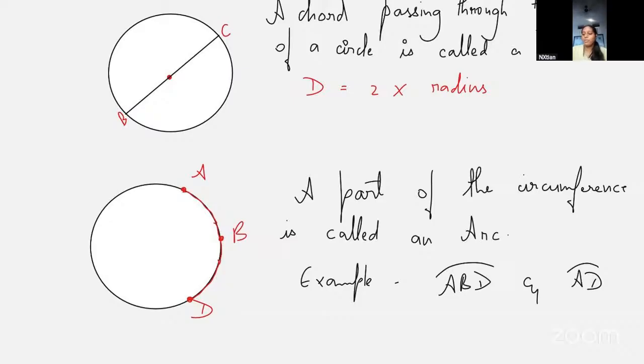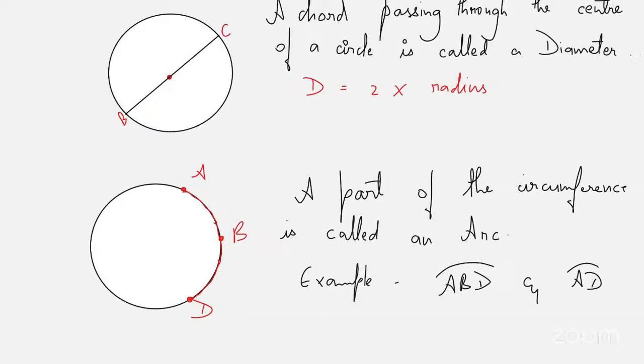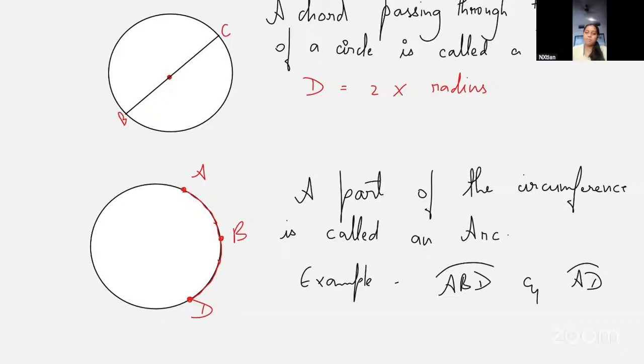Now, tomorrow we will talk about sectors, segments, semicircles, and how to draw a circle and how to calculate radius and diameter. Those are the topics we will discuss further. What's the sector? What's the segment? What's the semicircle? How to calculate the radius and diameter?